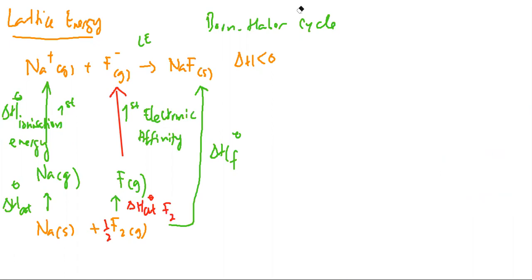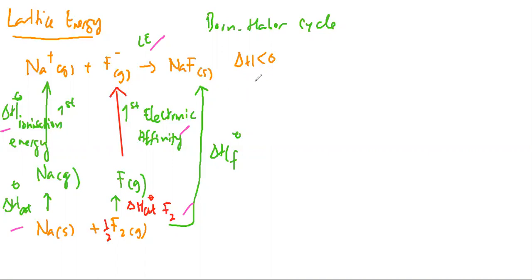we can use the equation or simple algebra. It is obvious from this pathway: we have the atomization of Na, we add the first ionization energy of Na, plus the atomization of F2, and then we add the first electron affinity of F, and then we add the lattice energy, which is equal to delta HF.